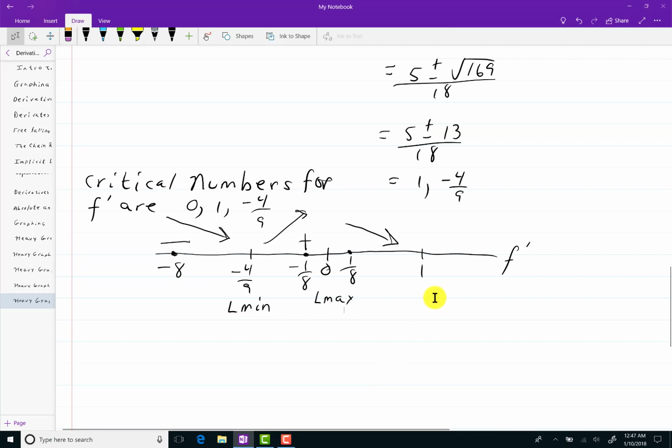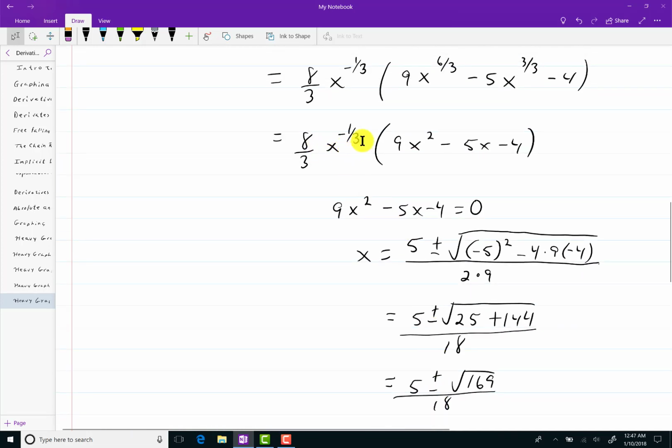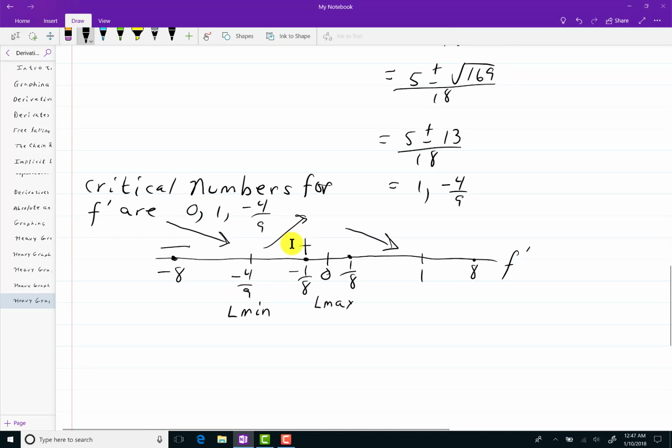All right, now let's pick something after 1, and I'll play the same game as before. I'll put an 8 out there because it has a good cube root. If I plug in 8, I'll get 1/2, so it's positive out here. And then in here, when I plug in the 8, I'll get 576 minus 40. This will be a positive times a positive, positive. So at 1 we have a local min.